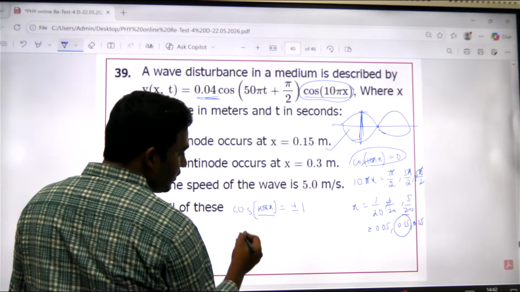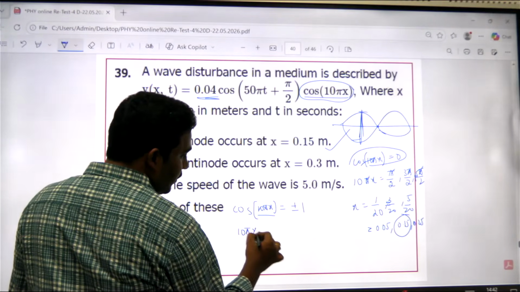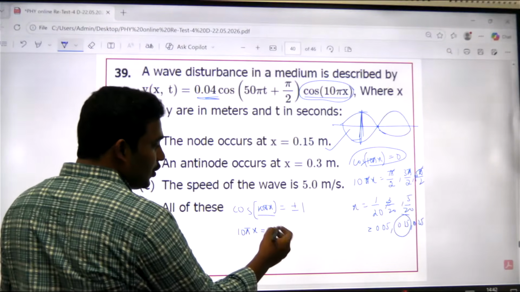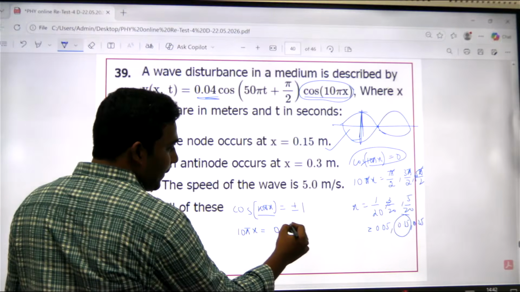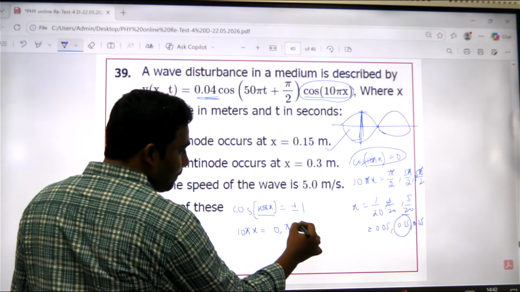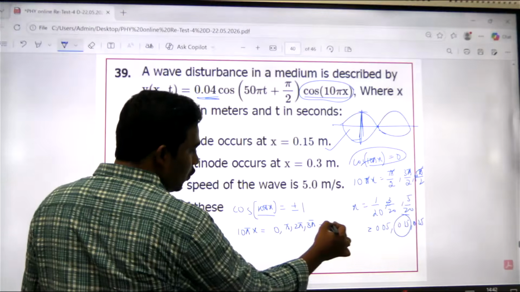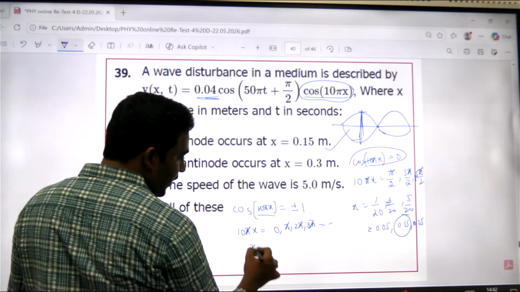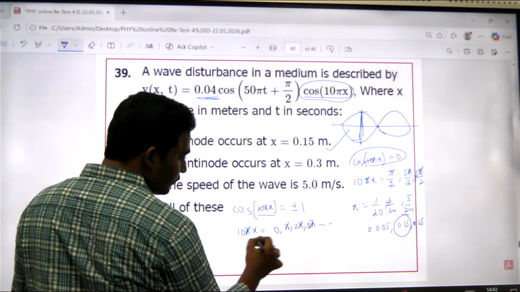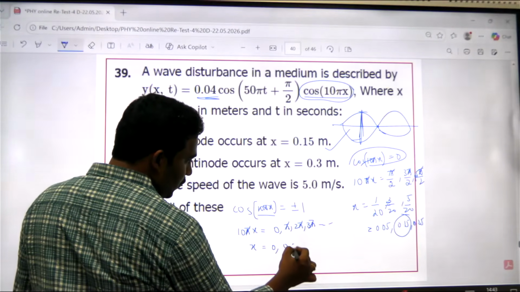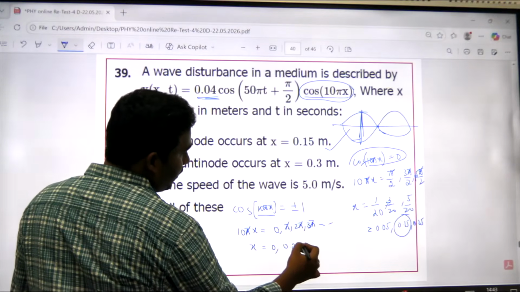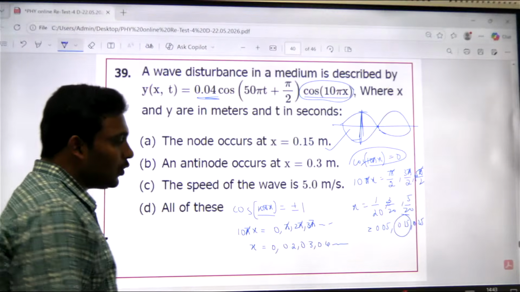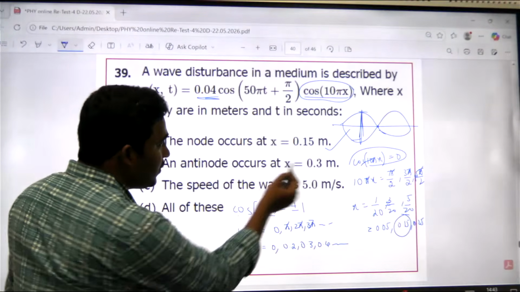So what is this 10 pi x? It is equal to +1 when it is equal to 0 or pi or 2 pi or 3 pi and so on. So can I simply write x is equal to 0, or 2 by 10, 0.2, comma, 0.3, if you keep on writing, 0.4 and so on. So at all these points your antinodes will occur.